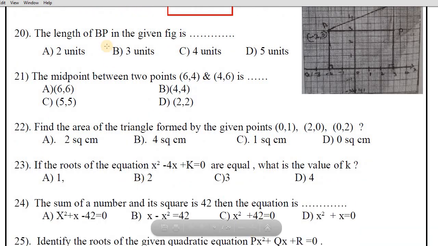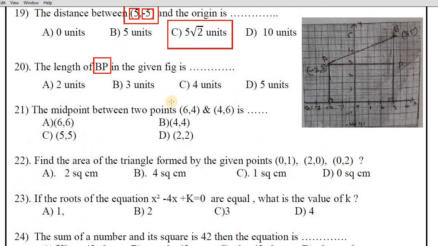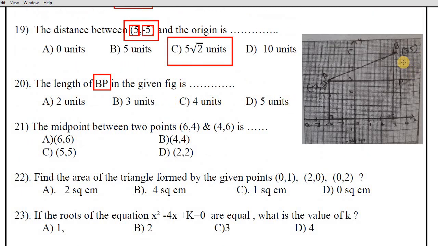Next question number 20. The length of BP in the given figure. So here the given figure is here. So BP length we wanted to find. BP is here. It's not visible in a proper way. BP is here children. We have seen this kind of question in model question paper 2, I think children. So 2 units. Same question we have seen. So option 2 is right for this.